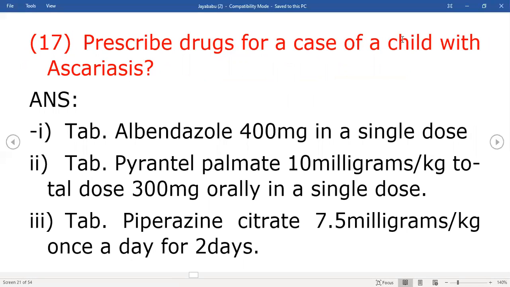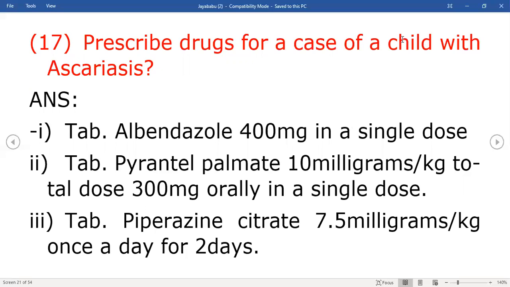Prescribed drugs for a case of child with Ascariasis. So the child is infested with nematodes, that is Ascaris lumbricoides. So what are the drugs you're supposed to give to that child? So the basic drug which is supposed to be given in case of nematode infestations is Albendazole.